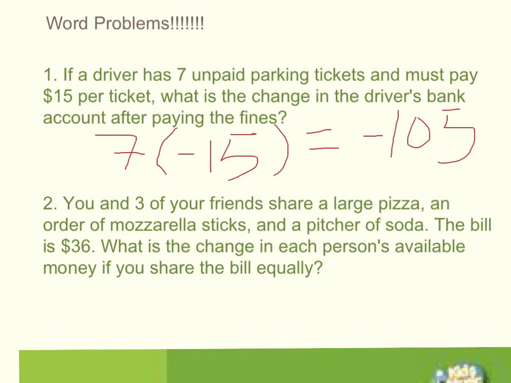The first thing you need to realize about the second example is that it's you and 3 of your friends. Therefore, it's 4 people total. When you pay a bill, you're deducting money from your available money, so it's minus $36 to pay the bill. We're dividing that by 4 people. A negative divided by a positive is a negative. 36 divided by 4 is 9. Therefore, the change in each person's available money is negative $9.